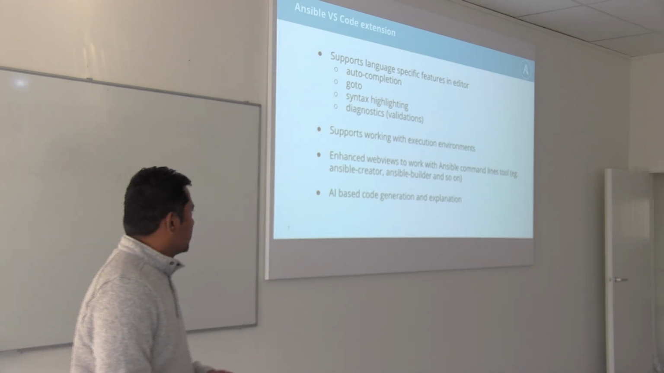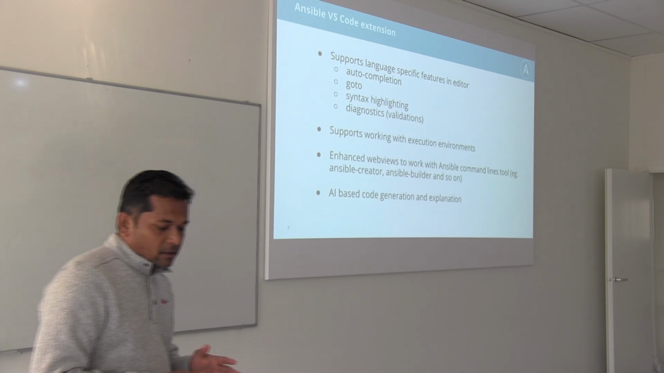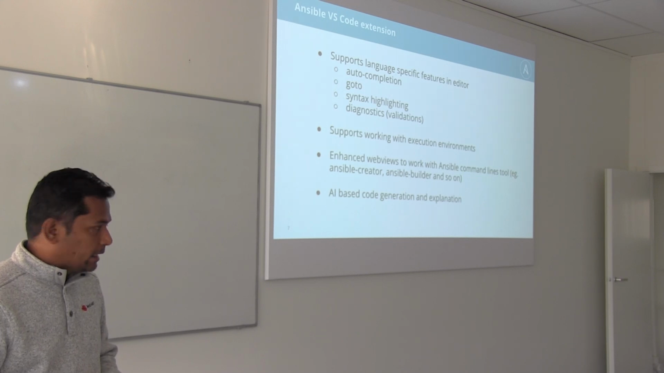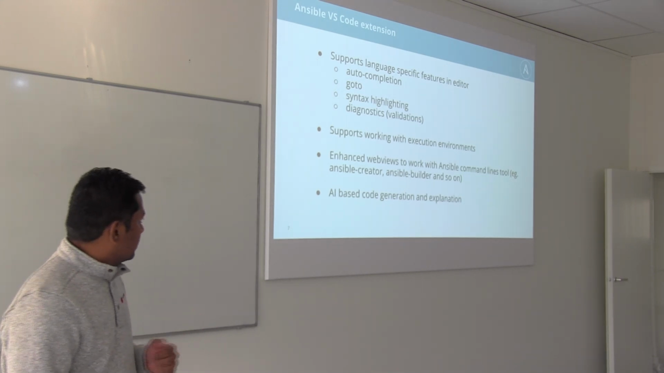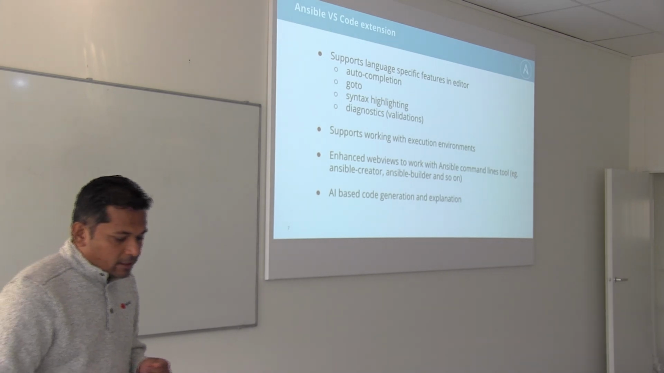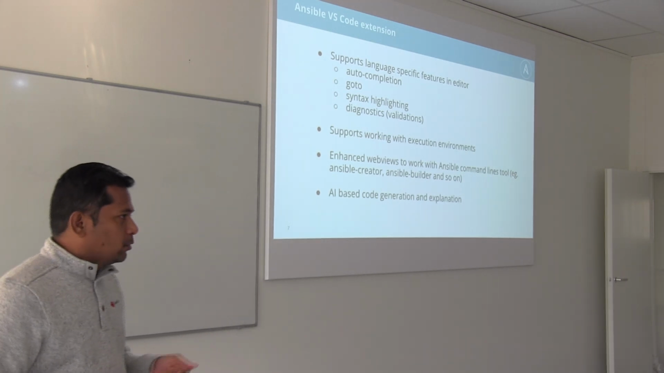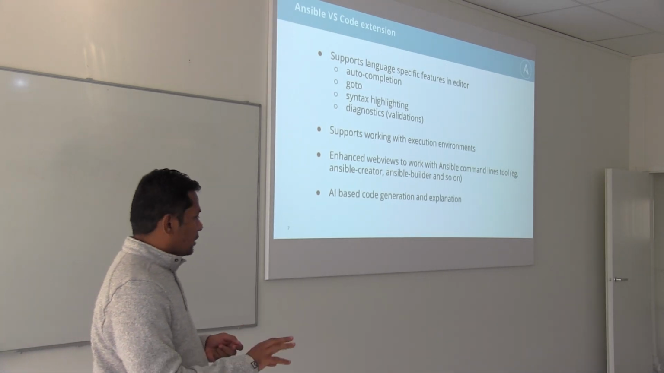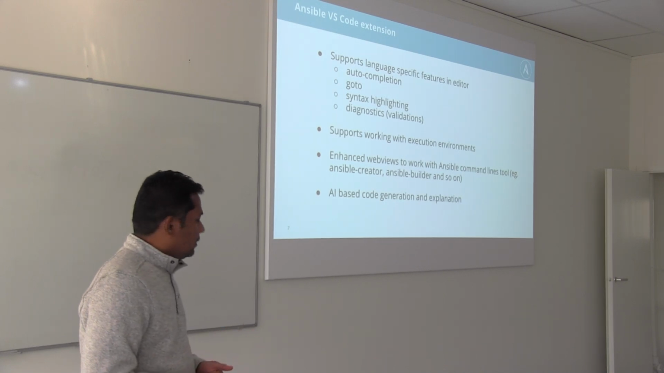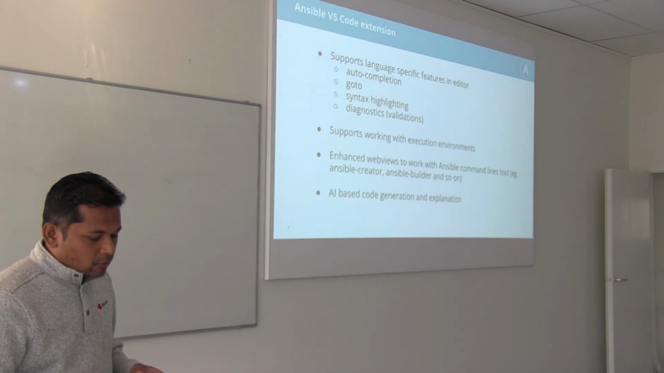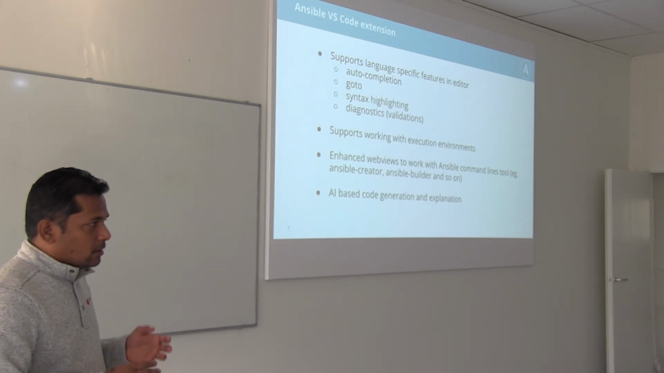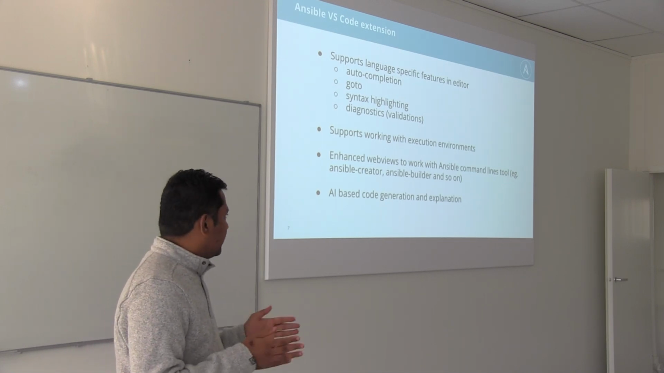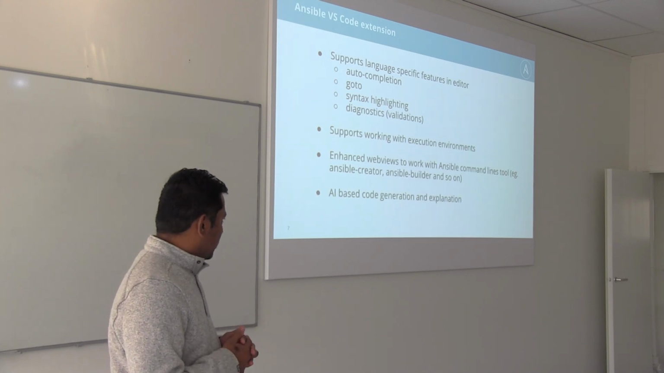So let's talk about the VS Code extension. The Ansible VS Code extension has been around for a while. In the initial releases, it supported auto completion, go-to feature, syntax highlighting, and diagnostics for Ansible specific syntaxes. Then it works with execution environment. It ensures that the playbook that you write will work with the execution environment you are writing your playbook against. In recent releases, we have done a lot of work on enhancing the web views. This is where we are trying to integrate all the Ansible command line tools and provide users with a single pane, a single entry point for an opinionated development.